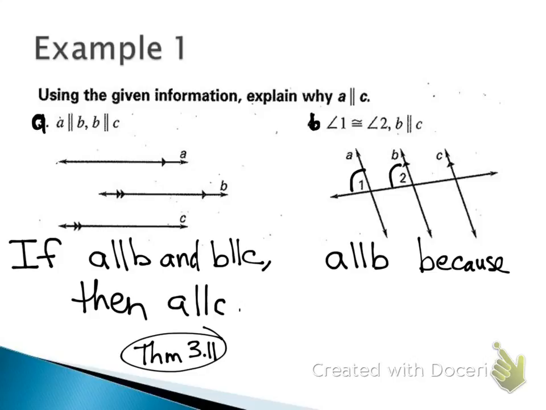Because what type of angles are those? They're congruent, but what type of angles are they? We have a special name, parallel lines, transversal. No. Start with a C. Corresponding line? Yes. So A is parallel to B because corresponding angles are congruent.